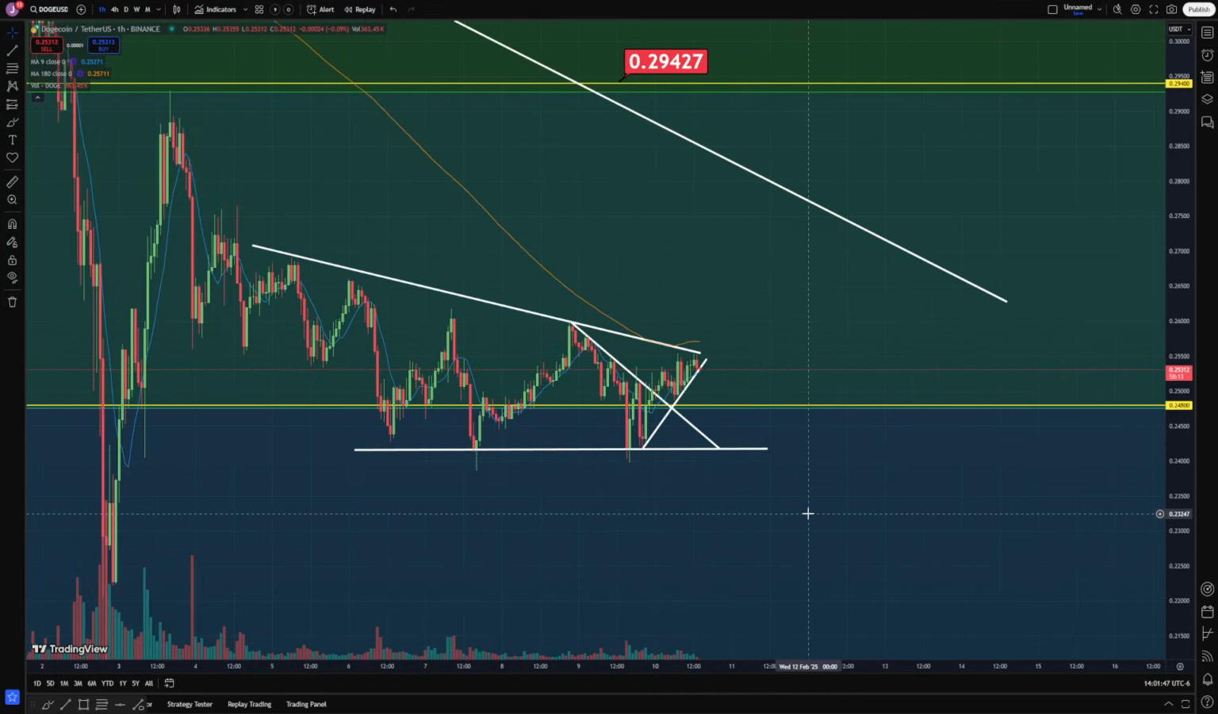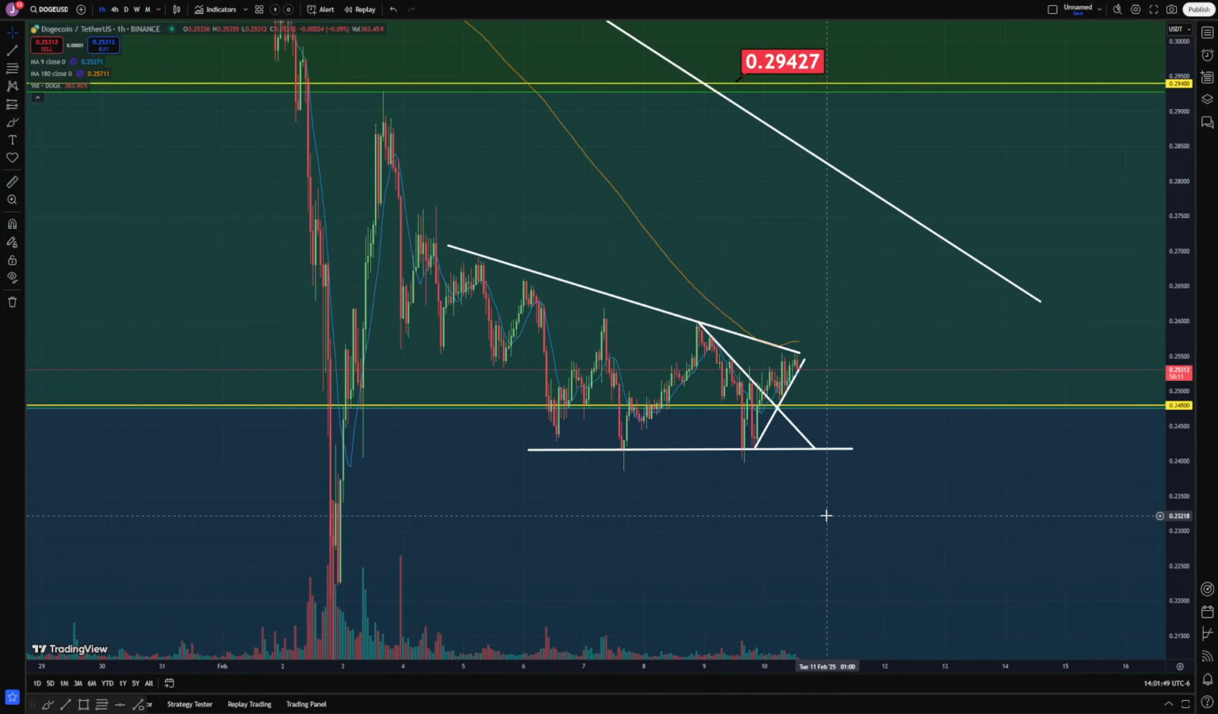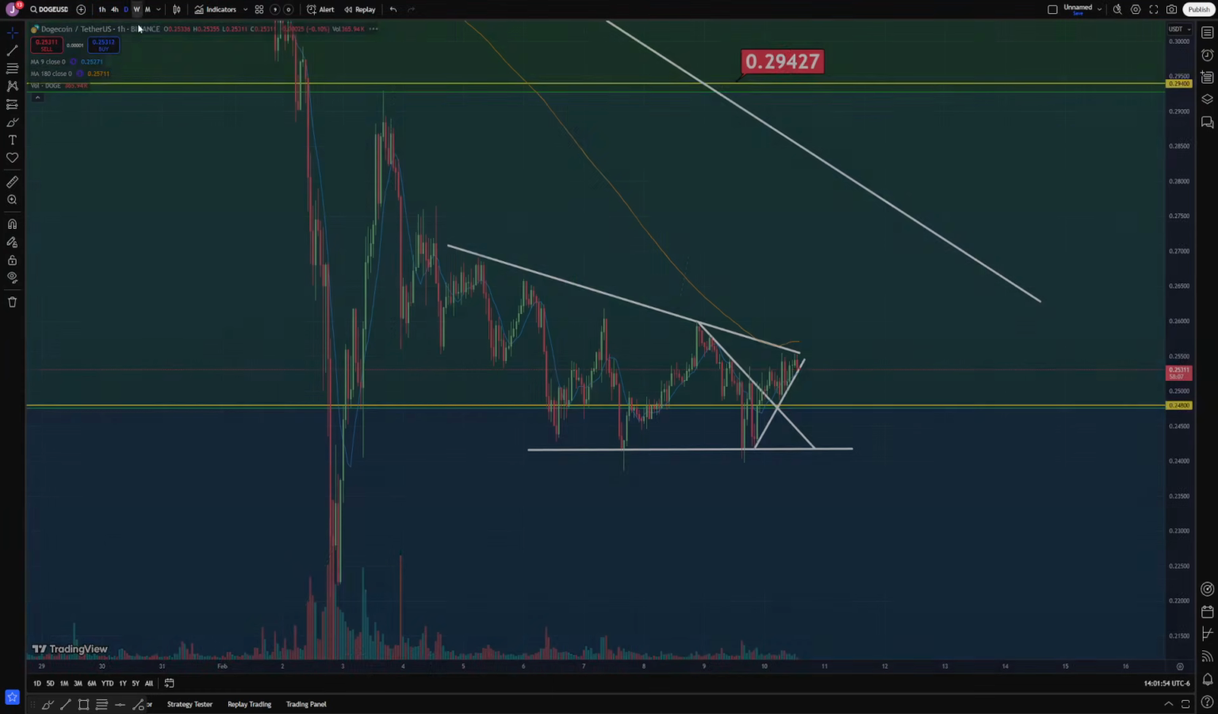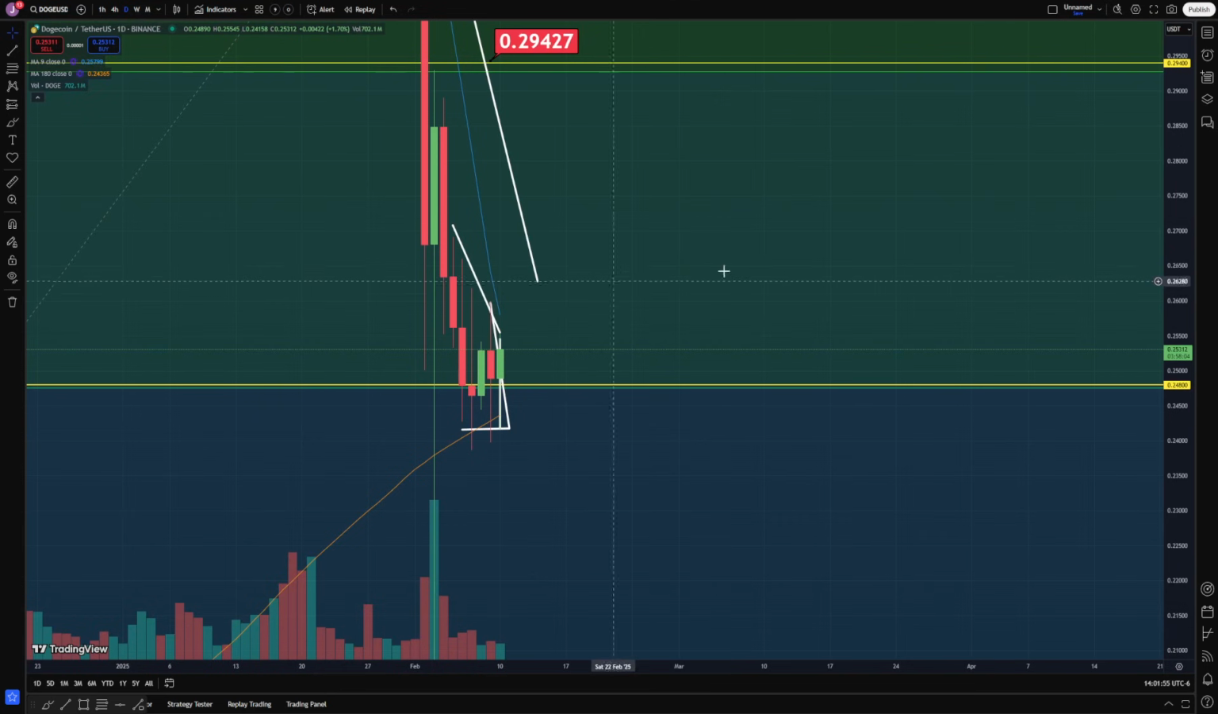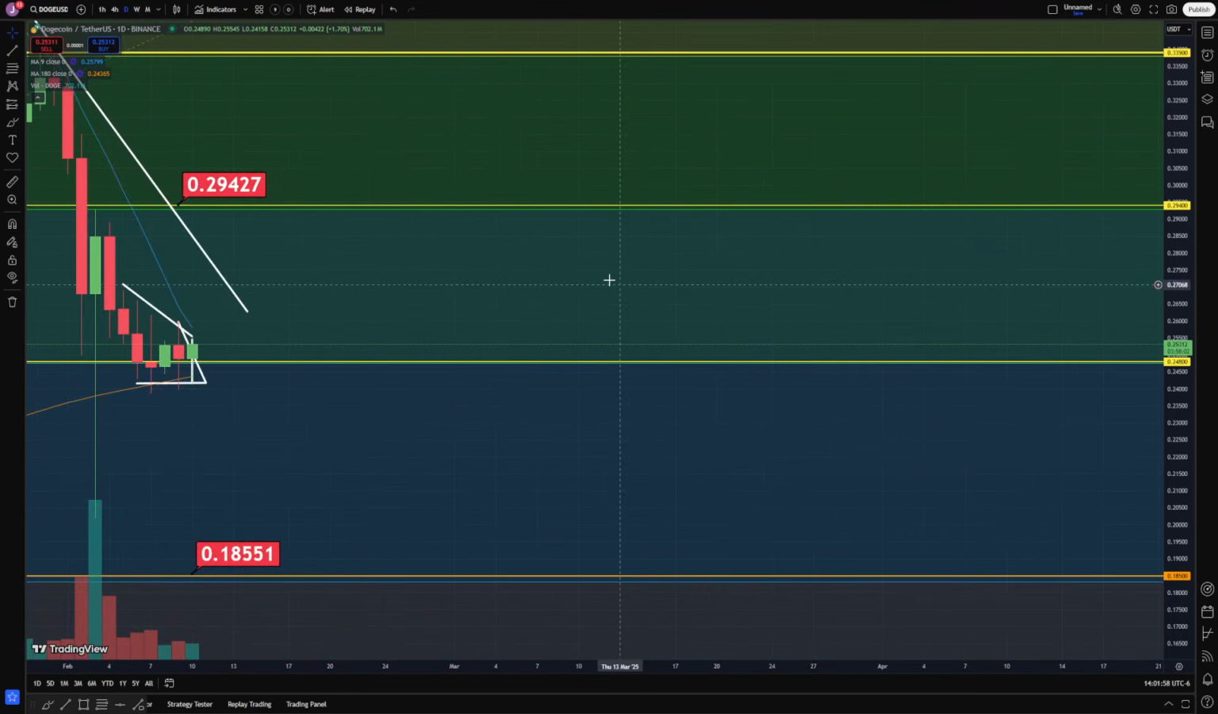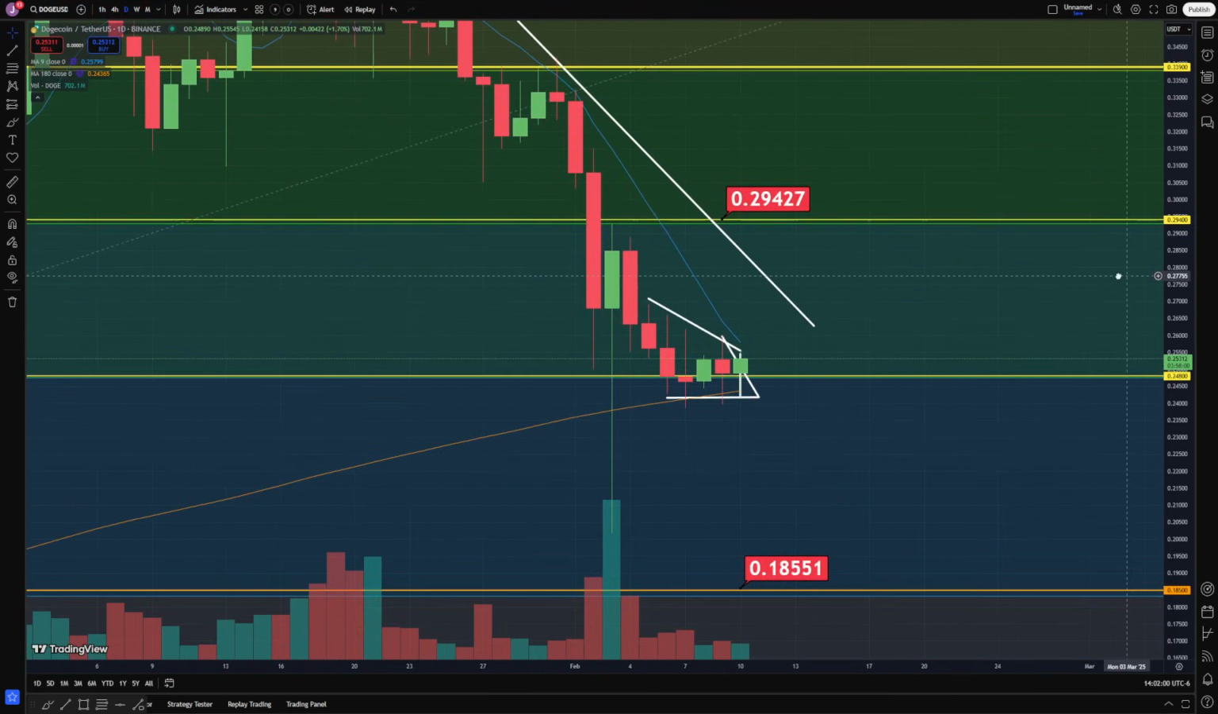Let's take a look at what's going on with Dogecoin today, guys. All right, so I think the main thing I want to focus on, I'm on the 1 hour time frame. Let's look at the daily time frame, and this is the main thing I want to focus on: the moving average. And can we break above the 9 moving average?